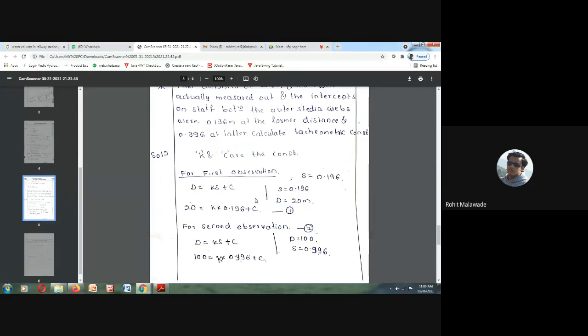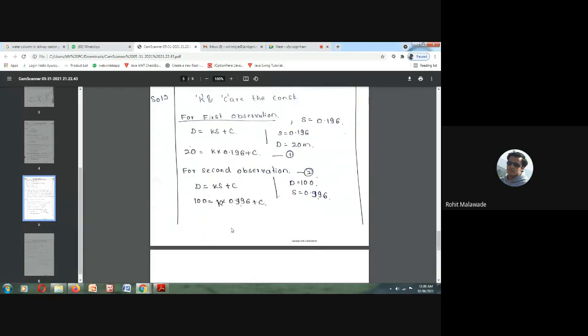K we need to find out and C we need to find out. Okay, we will write it as a 1. For a second observation, what is happening is D is equal to Ks plus C. So what is it for the second observation?